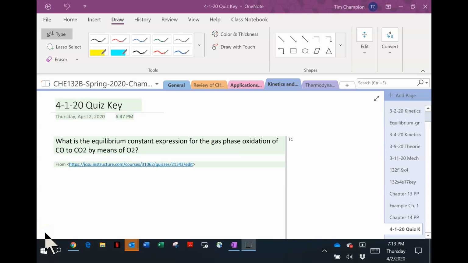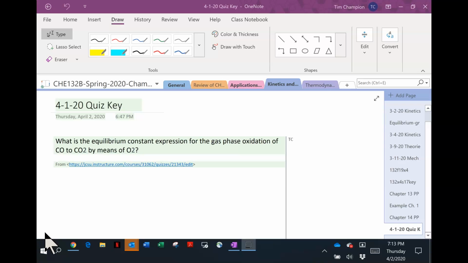Hi there. So let's go over the April 1st quiz, which covered a number of equilibrium concepts. First question you were asked was to come up with the equilibrium constant expression for the gas phase oxidation of CO, carbon monoxide, to carbon dioxide by means of O2.